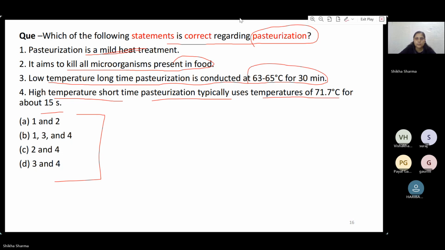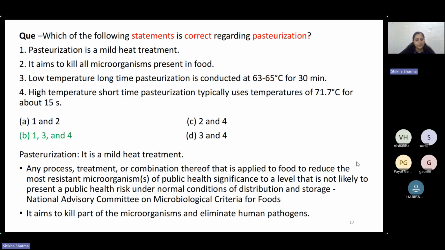Let's see the answers. Suraj is saying A, Vishakha is saying C, Gauri is saying C. So we have many C. Hari Babu is also saying C. So we have many C. Let's see. B is the correct answer. Let's see why.